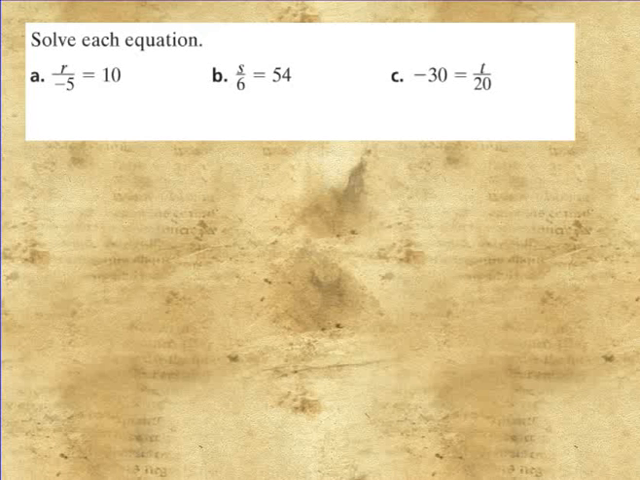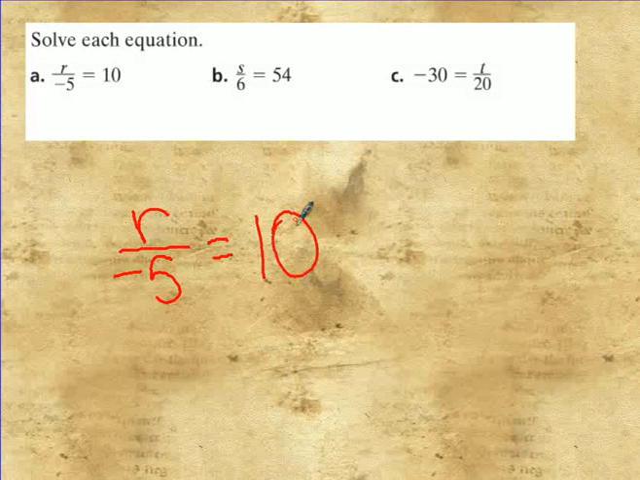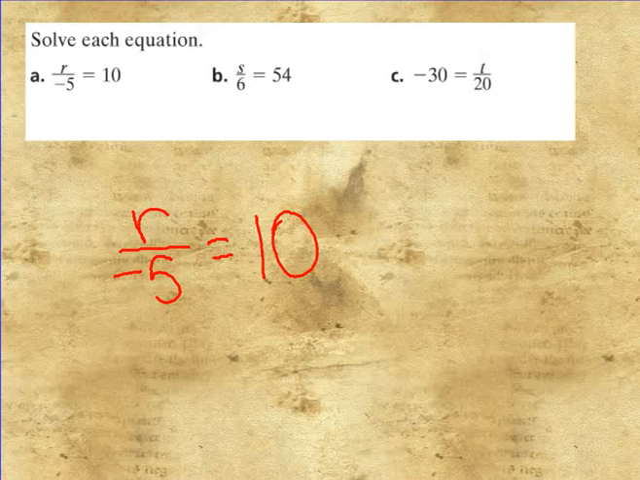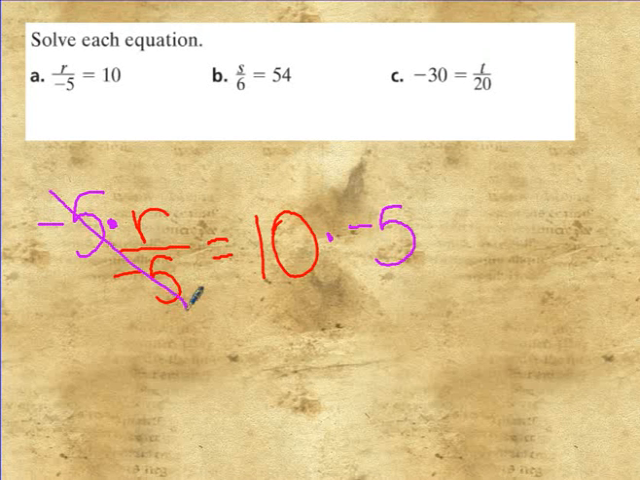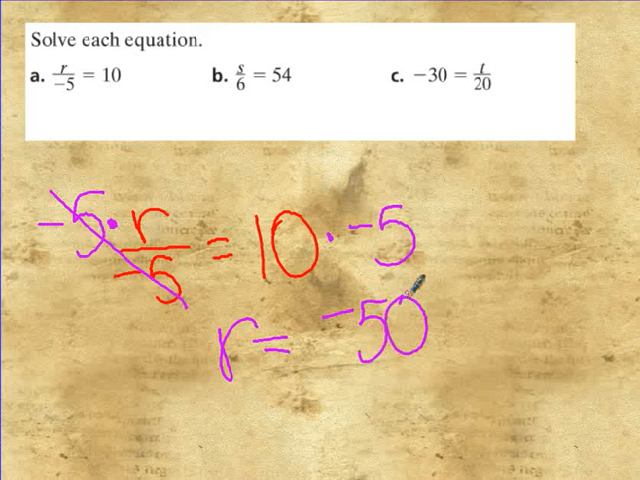Let's go on and try one more practice. A, r over -5 equals 10. -5 is bugging r by dividing. The opposite of dividing is to multiply. So I multiply both sides by -5. The 5's cancel. R is equal to 10 times negative 5 is negative 50.